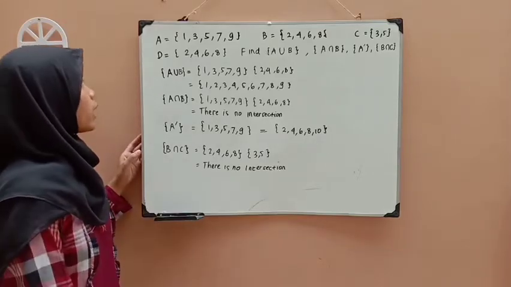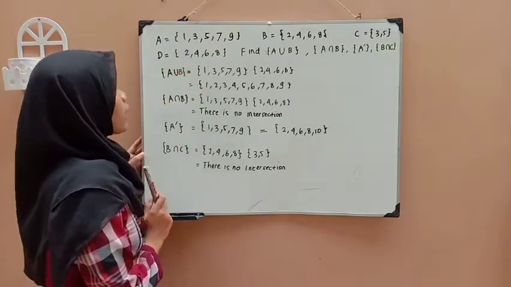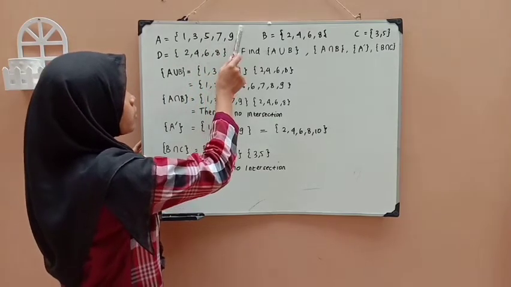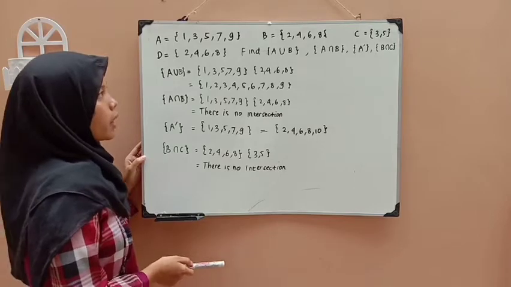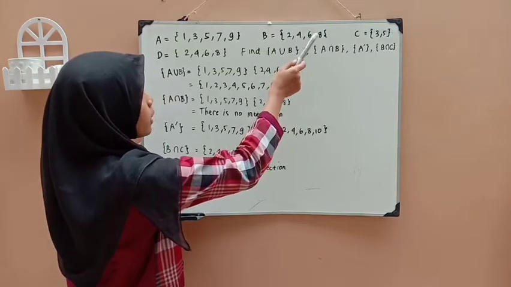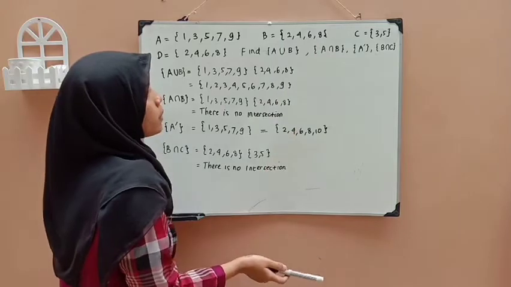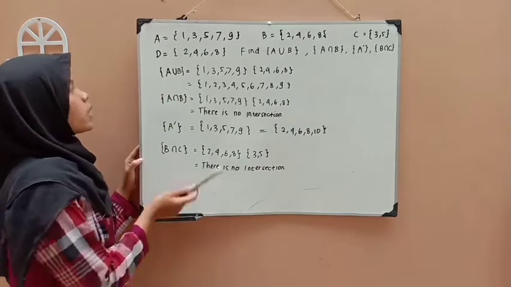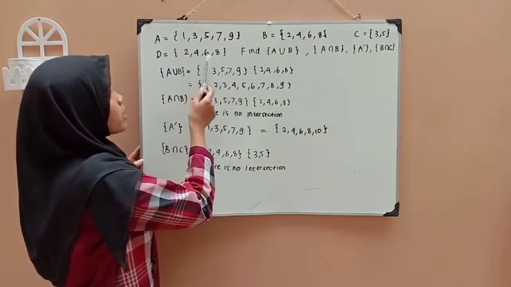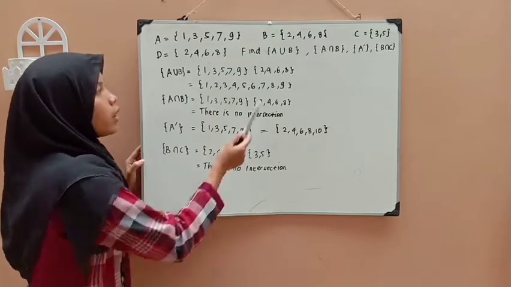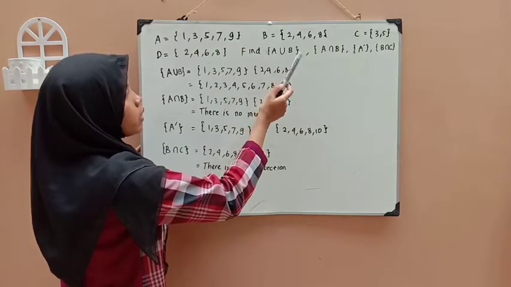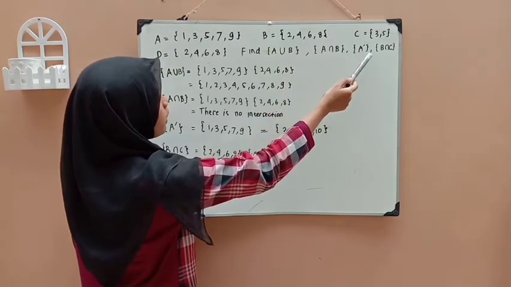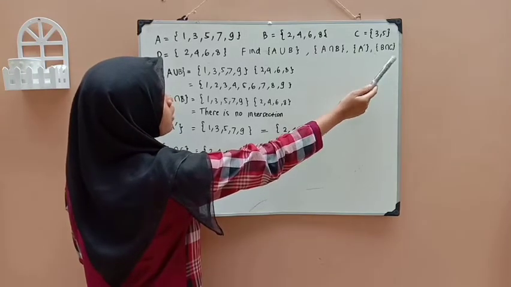The members of set A are {1, 3, 5, 7, 9}. The members of set B are {2, 4, 6, 8}. The members of set C are {3, 5}. The members of set D are {2, 4, 6, 8}. Find A union B, A intersection B, A complement, B intersection C.